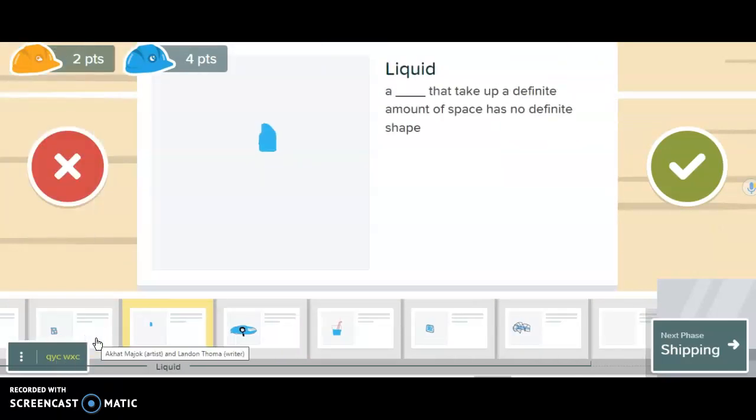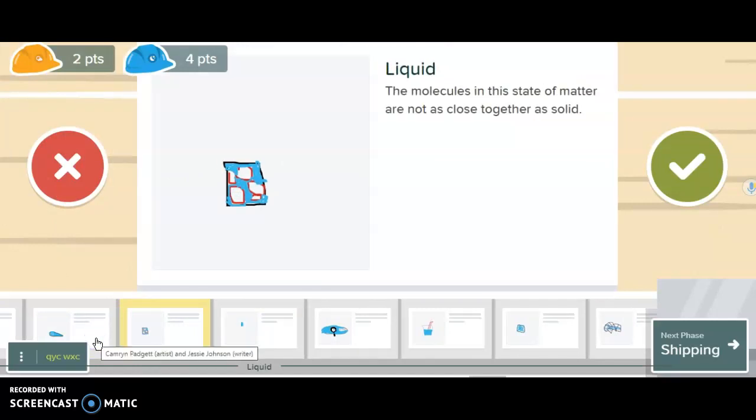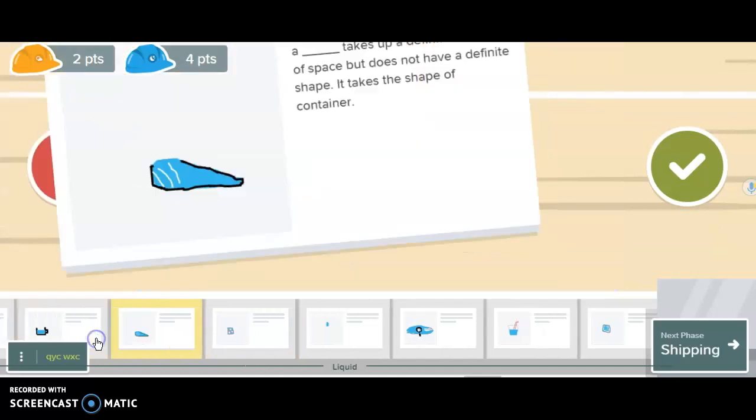Oh, good grief. They did a good job. A blank takes up a definite amount of space, has no definite shape. It's true. Who did that? It's not wrong. The molecules in this state of matter are not as close together as a solid. That could be gas or liquid. You didn't give me enough in that one.